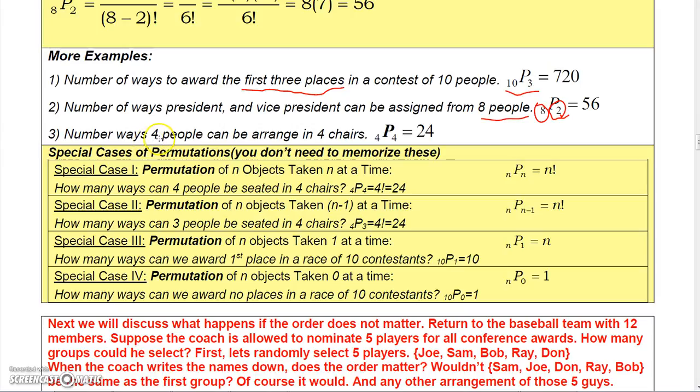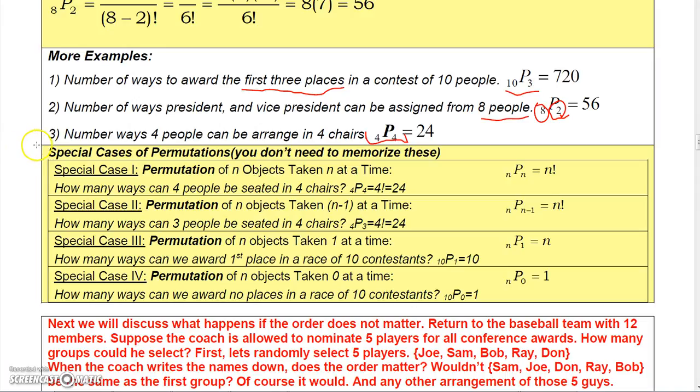If you wanted to arrange 4 people in 4 chairs, well, that's what I told you before, the special case where you want to know how many arrangements of n people out of n, or n objects out of n objects. So 4P4 would just be 4 factorial, which is 24. And again, you can do these permutations on your calculator. Just find the permutation key.